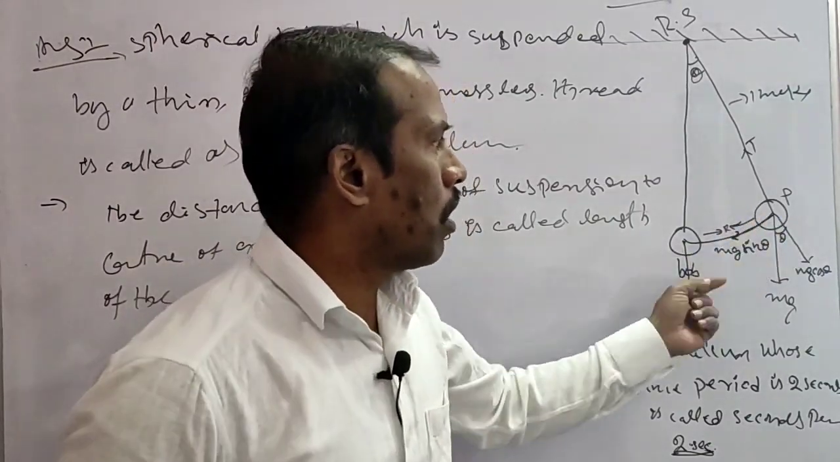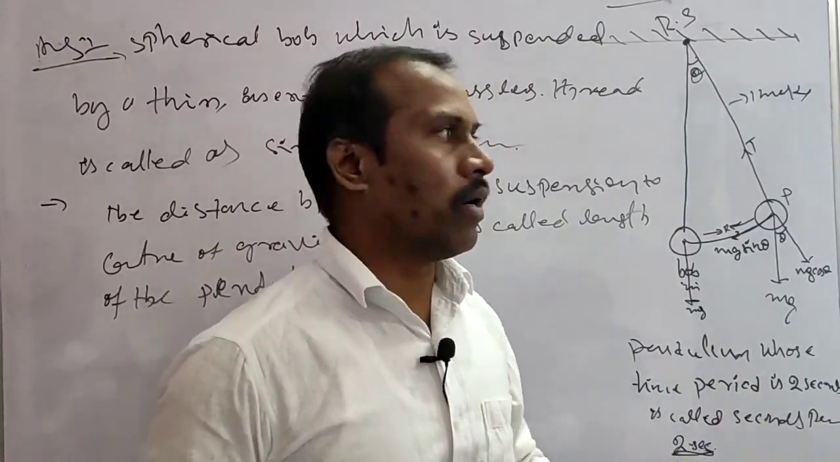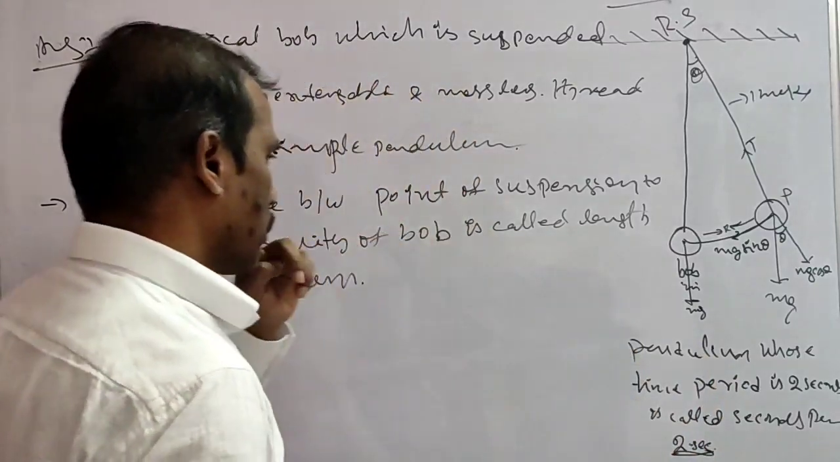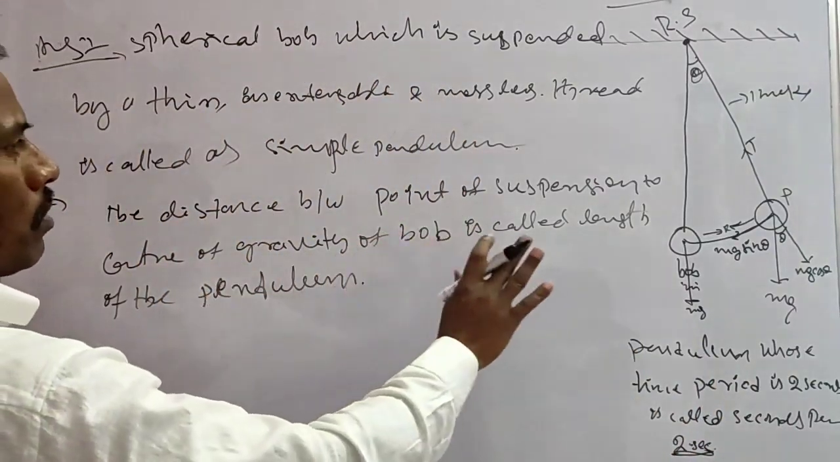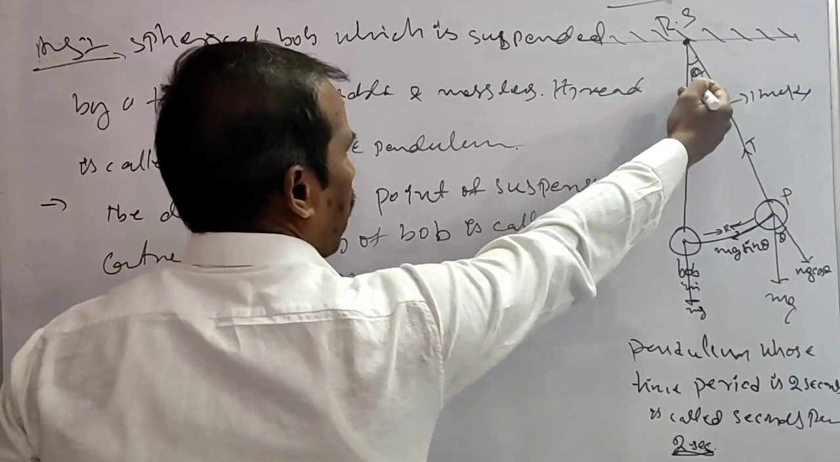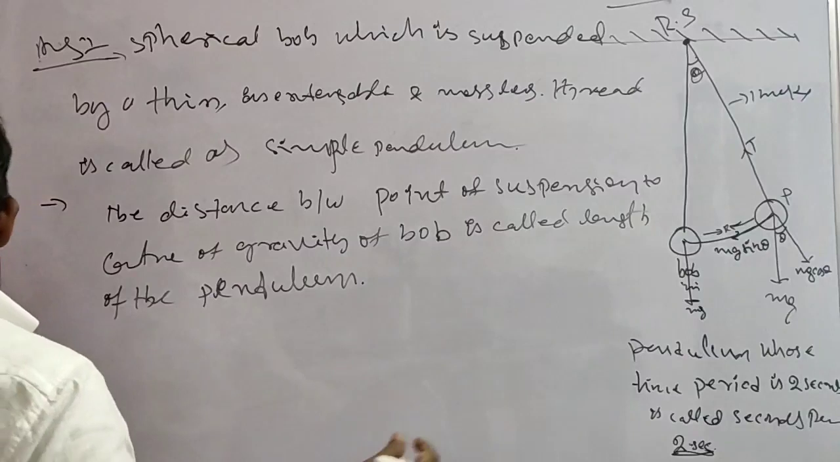The bob is displaced by some angle theta from the vertical. Note this one first of all. That is the length of the pendulum. Next, this angle is the angular displacement. Note this one first of all.